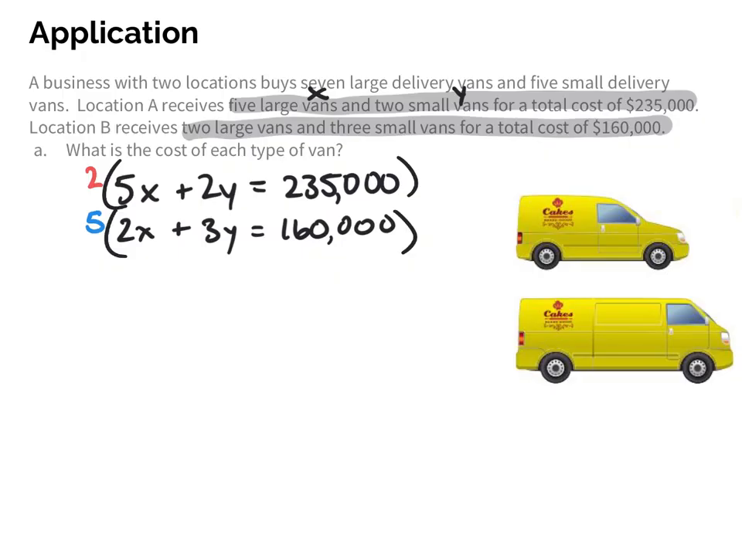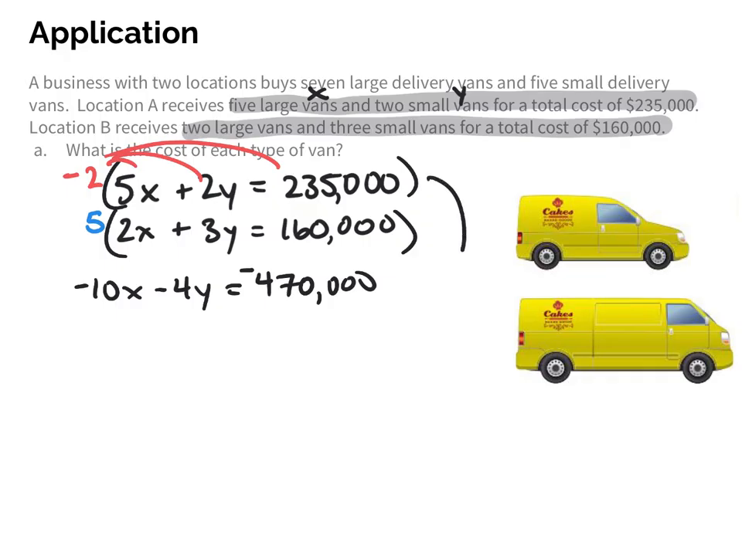Now here's the issue though. They're both positive. Everything in this equation is positive. So how do I make something opposite? Oh, wait a second. Maybe I multiply by a negative. I could do -2 or -5. Just for funsies, I'll do -2. That means I'm going to multiply everything in this top equation by -2. So I would have -10x, -4y equals -470,000. I'm sorry about that, big number. So that's what I got from the first equation.